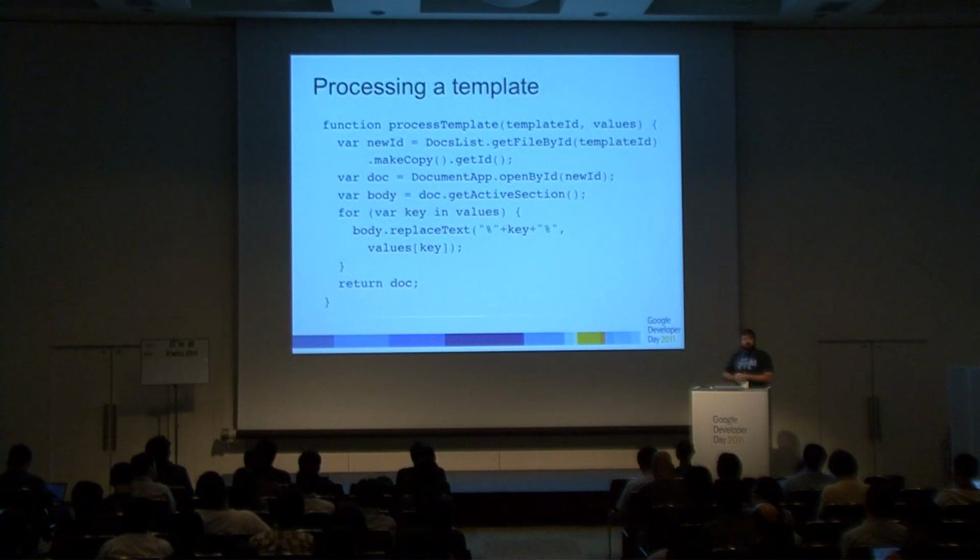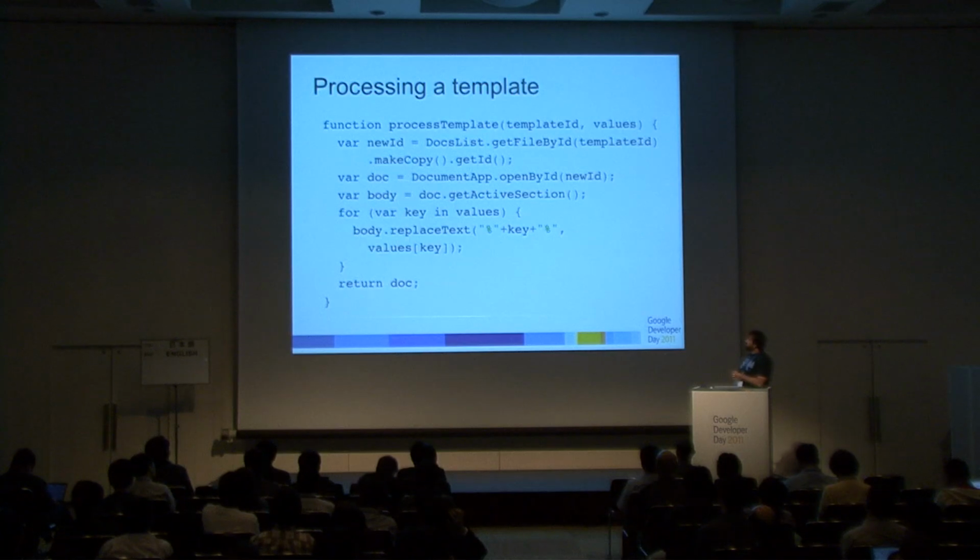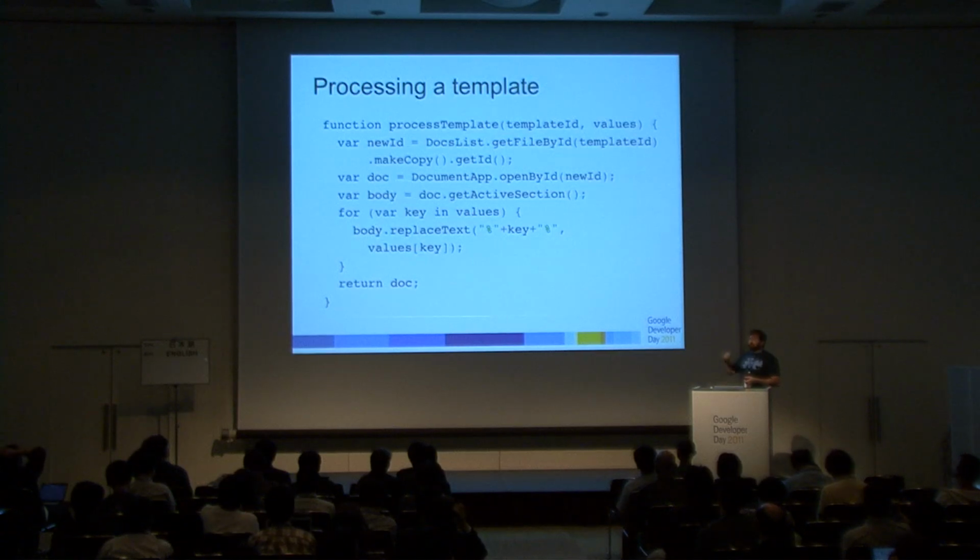The first thing we do is make a copy of our template that we can work with. Then we open that up and get the body of that document, that's the get active section. Then we iterate through the values in our hash, look for the keys that we want to replace, and update the text. Now we have this completed document. Pretty easy. You can take this method, stick it in a library, and use it for processing a template of any type.